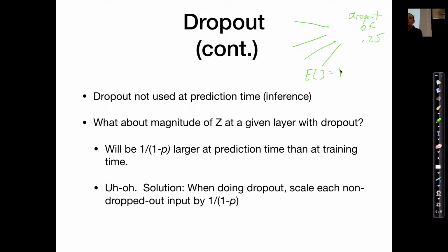So when we're doing the dropout, that is, when we are doing the training, we'll scale each non-dropped-out input by 1 over 1 minus p. That is, if our dropout was 25%, we'll scale each of the remaining ones by 4/3. And this only works in expectation, because it may be that we dropped out everything.